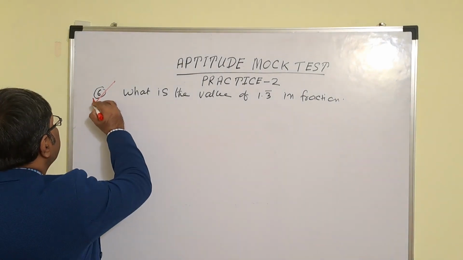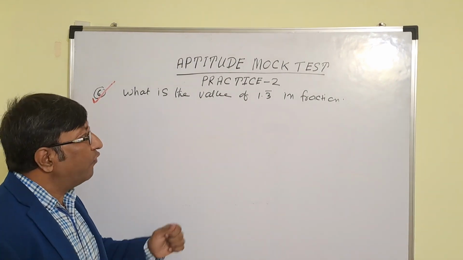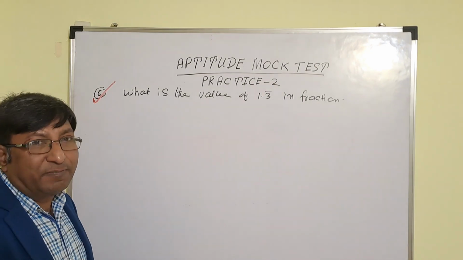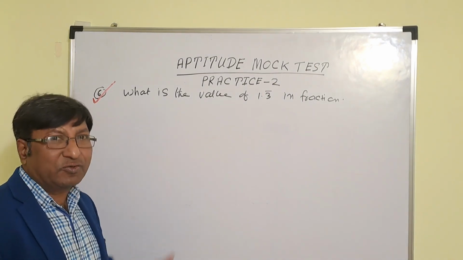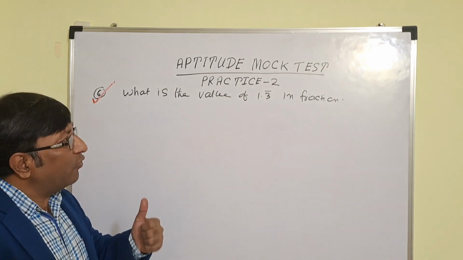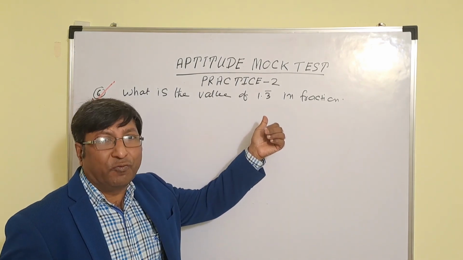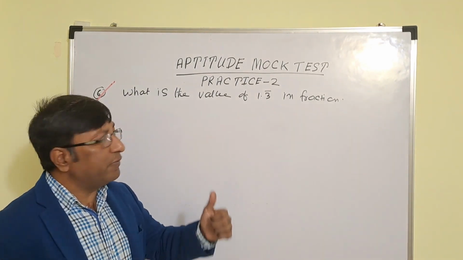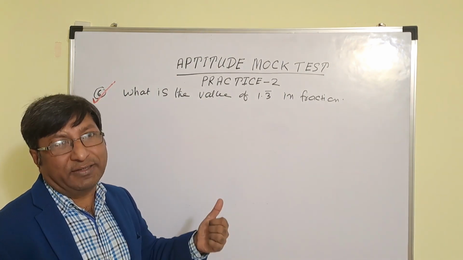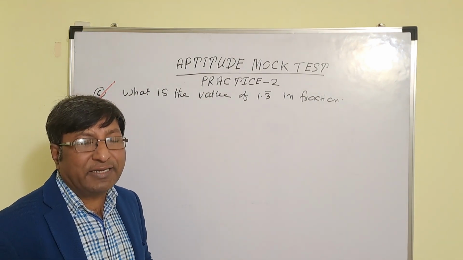Now see question 6. This question number 6 is also a very important question. What is the value of 1.3 bar in fraction? For this type of question, what is important? We can solve this question again without the help of paper and pen. How? So 1.3 bar. So 1 is complete and after the point there is 1 digit with a bar. So our answer will be 1 and 3 by 9. 3 by 9 is what? 1 by 3. So 1 and 1 by 3 is what? 4 by 3. So the correct answer is 4 by 3.